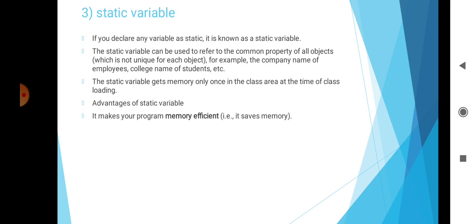A static field gets memory only once for the whole class, no matter how many objects of the class are created. To declare a static field, prefix the field declaration in the class with the static modifier. The advantage of a static variable is that it makes your programs memory efficient; it saves memory.